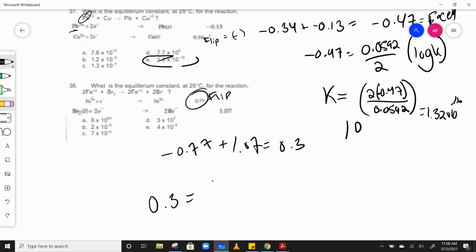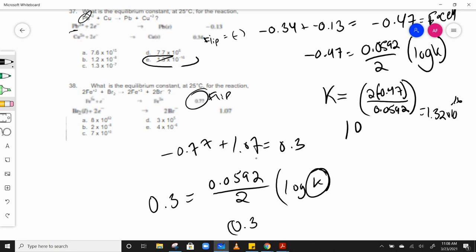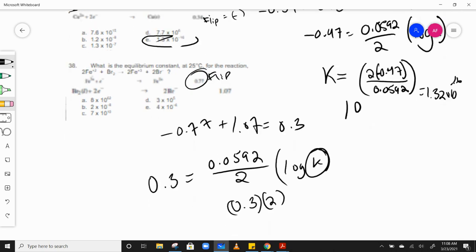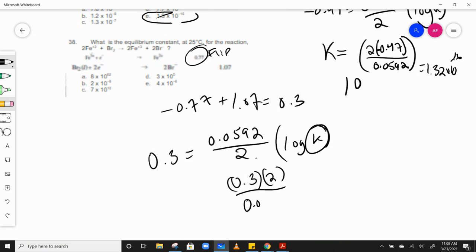So 0.3 equals 0.0592 over the number of electrons that are exchanged. The number of electrons are 2. And then log of K. Again, we're solving for K. So 0.3 times 2 divided by 0.0592. And then in order to solve for K, we do 10 to that power. And we get 1.37 times 10 to the 10th, which is closest to answer C.